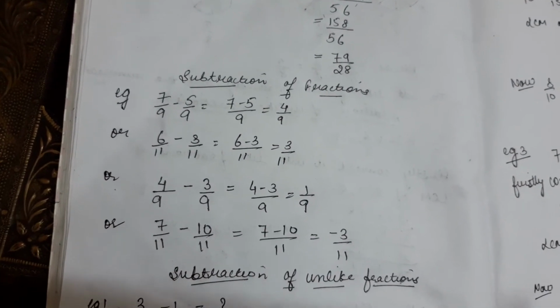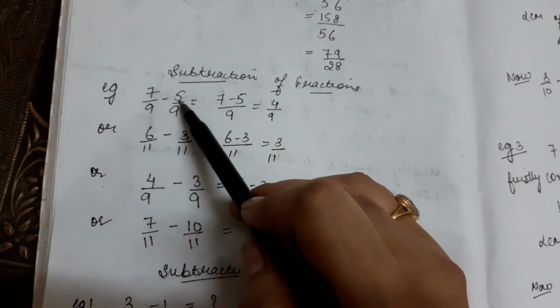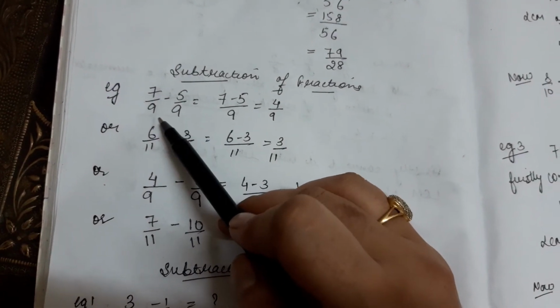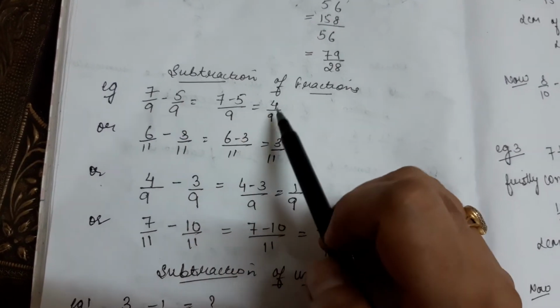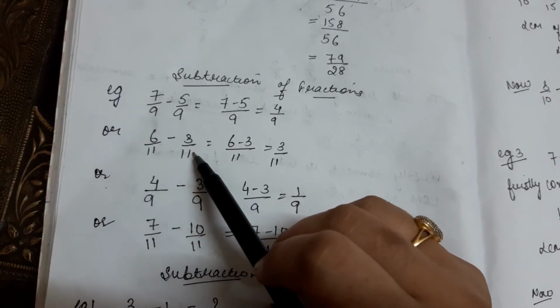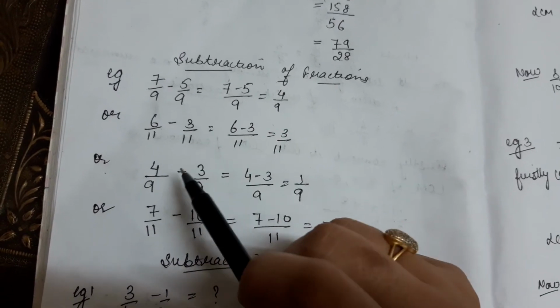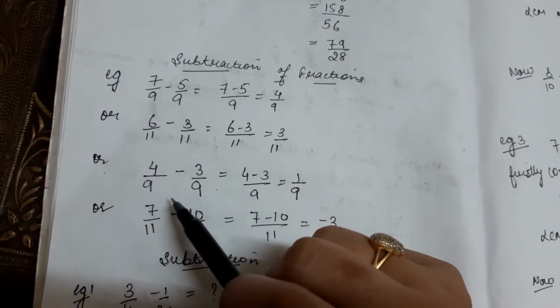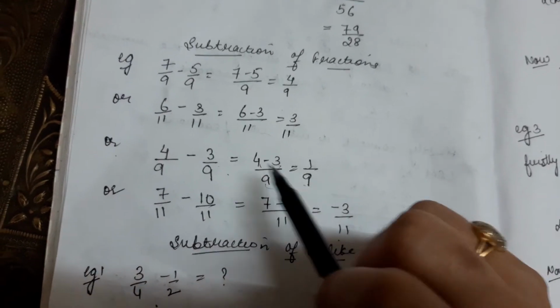Next, if I have subtraction of fractions, firstly the like fractions. See, 7 by 9 minus 5 by 9. Denominator is the same. So we will simply subtract them. 7 minus 5 is 2, 4 by 9. Then again 6 by 11 minus 3 by 11. Again the denominator is the same, 11. So 6 minus 3 is 3, 3 by 11. 4 by 9 minus 3 by 9. So again numerators will be subtracted. 4 minus 3 over 9, 1 by 9.